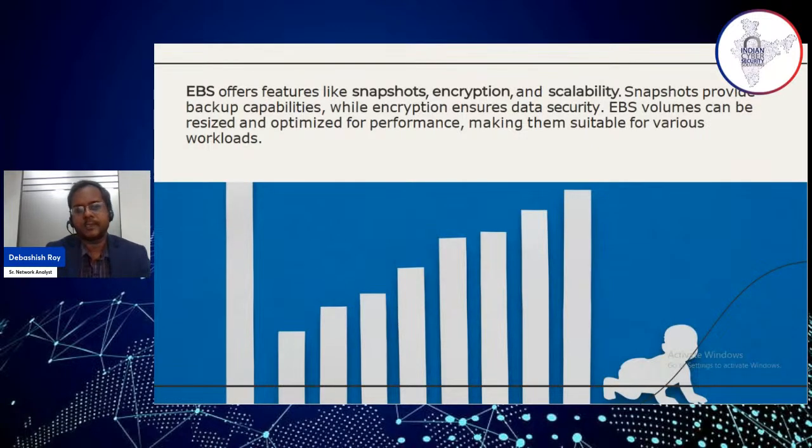EBS offers features like snapshots. You can take snapshots if you are going to copy or move the volume from, say, one region to the other region. So you have to first take the snapshot. Snapshot is, you can say, a backup. Encryption and scalability, all these are features of EBS, and snapshots provide backup capabilities while encryption ensures data security. Now, EBS volumes can be resized and they can be optimized for performance, and definitely they are suitable for different workloads and operations.